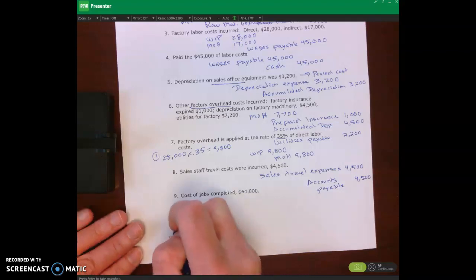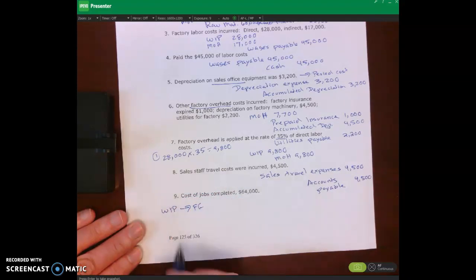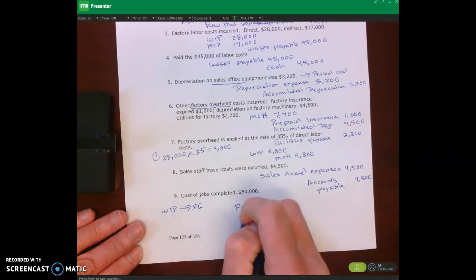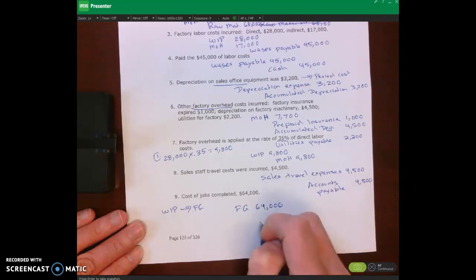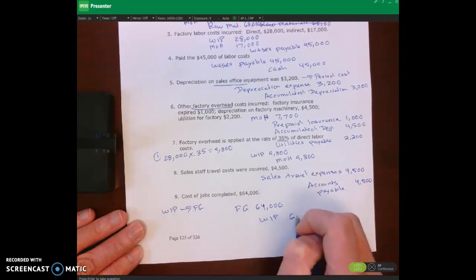Okay. Cost of the jobs completed. When a job is completed, it moves from work in process to finished goods. These are both asset accounts. This asset account is increasing. This asset account is decreasing. So it becomes a debit to finished goods and then a credit to work in process.